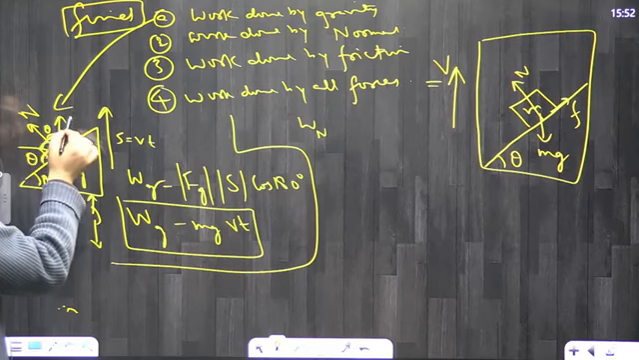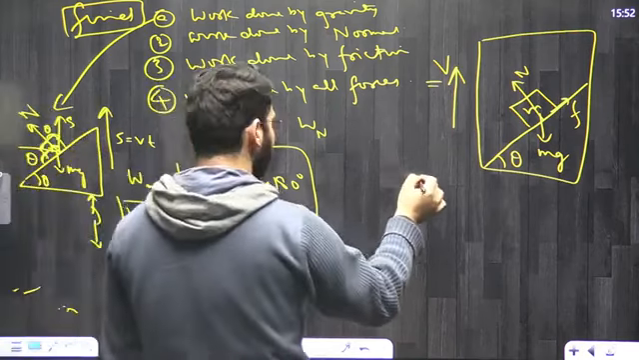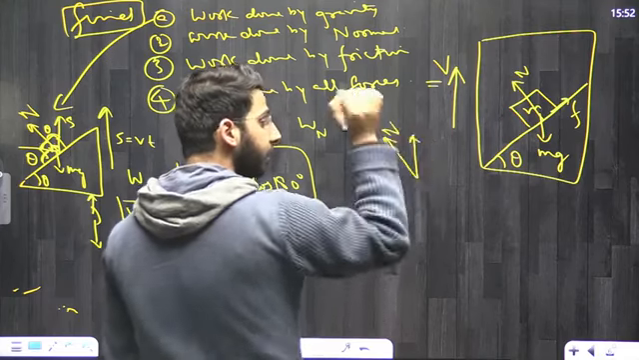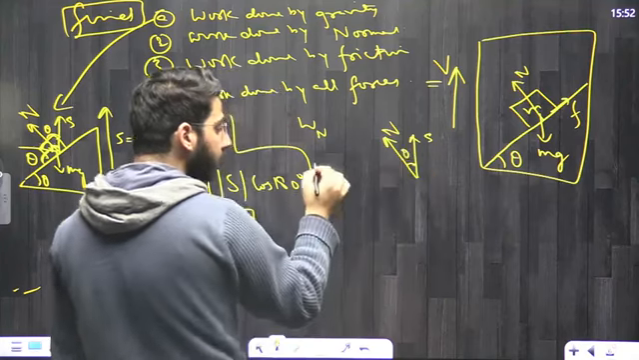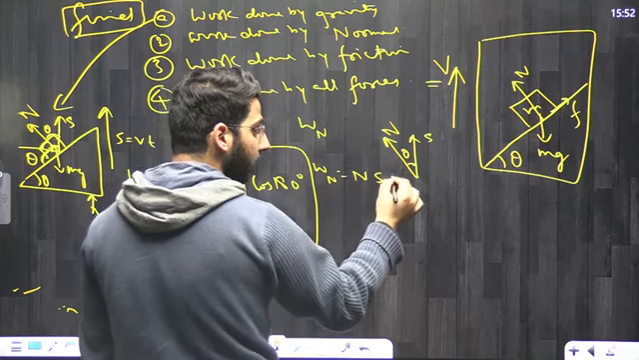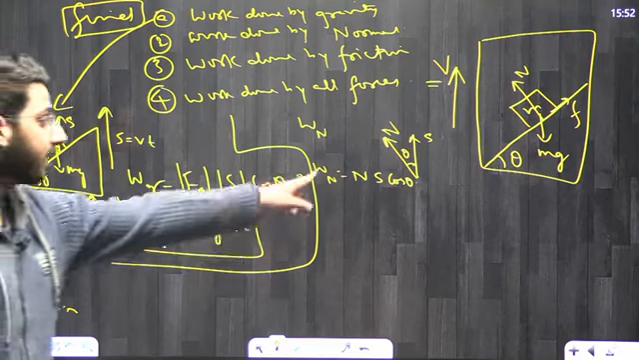So normal is like that and displacement is like that. So the situation is something like this. Normal force is like this. And this is the displacement S. And what is the angle between them? Theta. So what will be the work done by normal? It will be N S cos theta. But what is N?